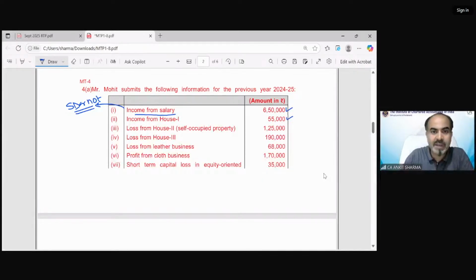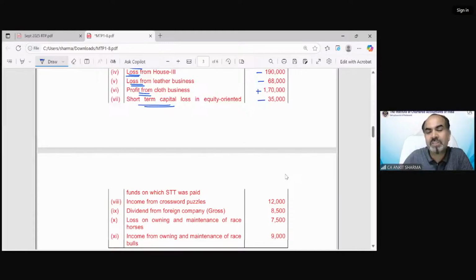House property, profit has been given, loss from house. This is loss. That means negative sign. Again loss, negative sign. Loss from leather business, negative sign. Profit from cloth business, positive sign. Short-term capital loss from equity-oriented funds on which STT paid. This is 111A. Income from crossword puzzles, casual income, positive sign. Dividend gross, positive. Loss on owning maintaining, minus. Income from owning maintaining, plus.